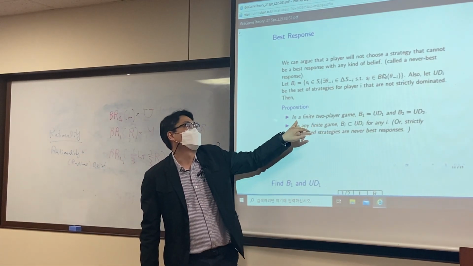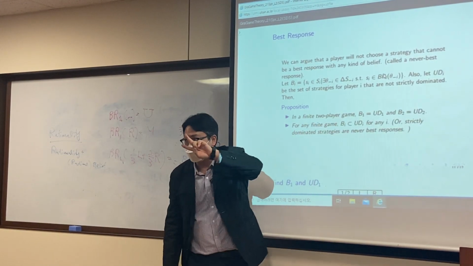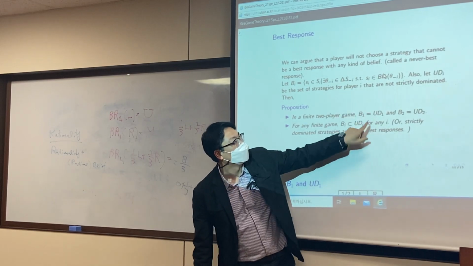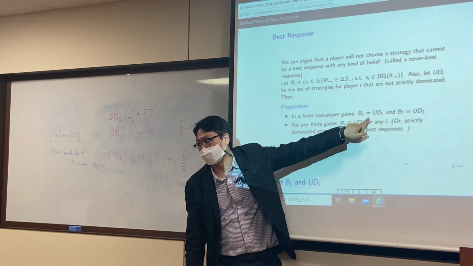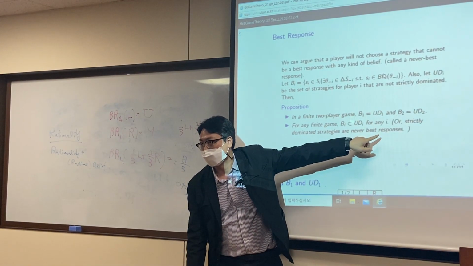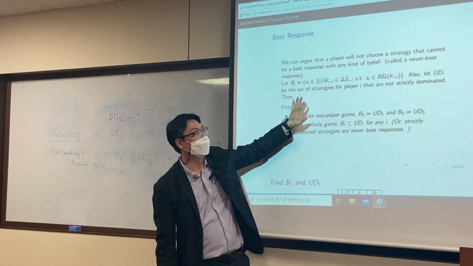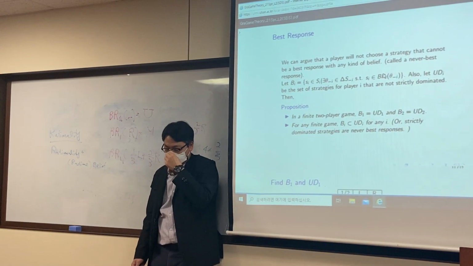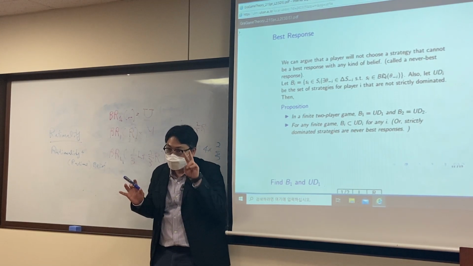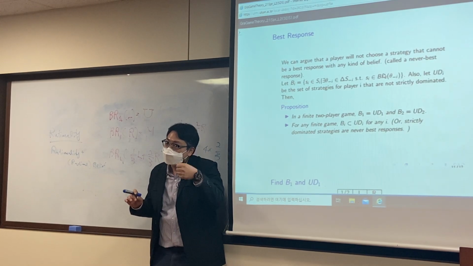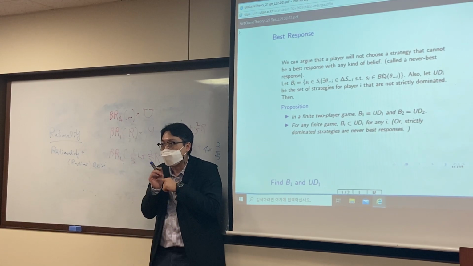However, in a finite two-player game, where the strategy set is finite and the number of players is just 2, a strictly dominated strategy is exactly the same as a never best response strategy. Said differently, forget about notation. What this says is that in a finite two-player game, a strictly dominated strategy is exactly the same as a never best response.